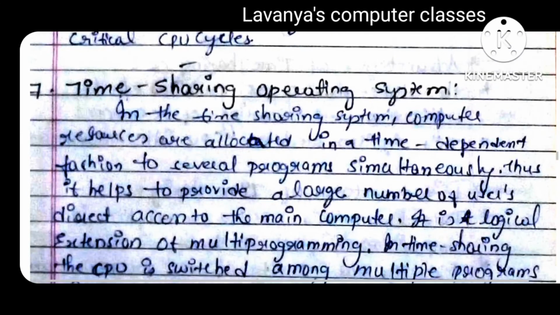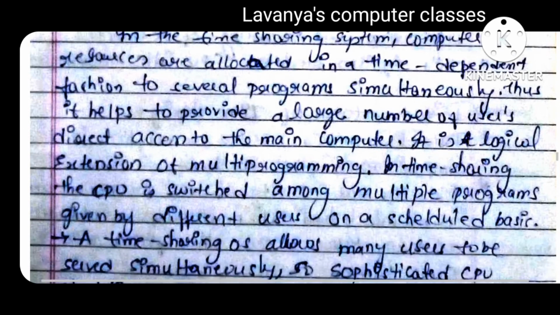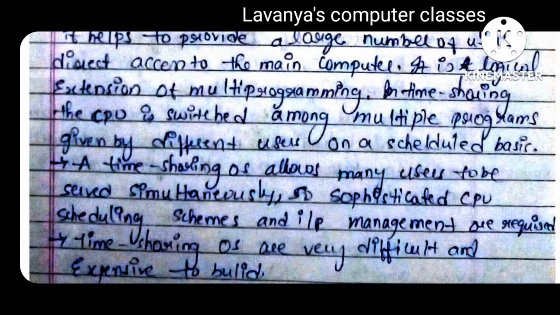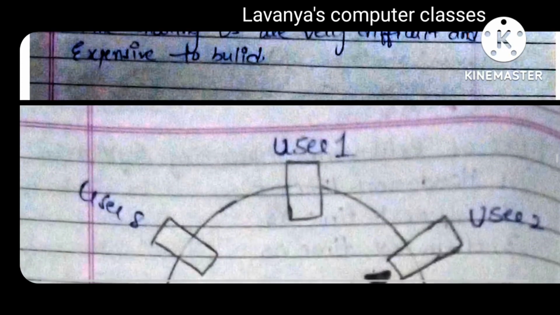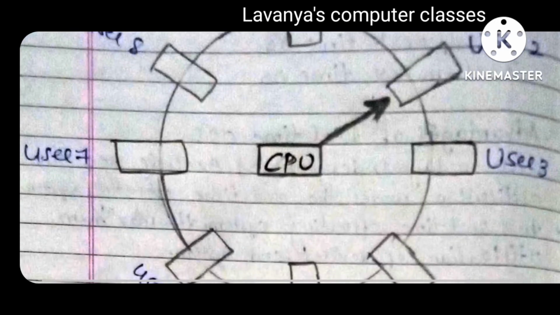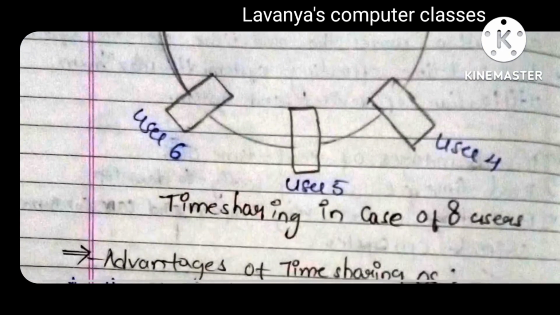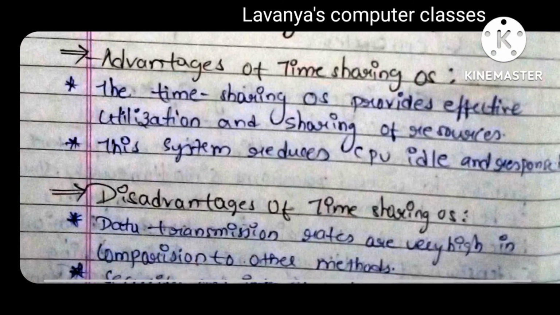Time sharing operating system. Definition, advantages and disadvantages. These all are coming under types of operating system. Basic, fundamental, important question. This is the diagrammatic representation. These are the advantages, disadvantages of time sharing operating system.